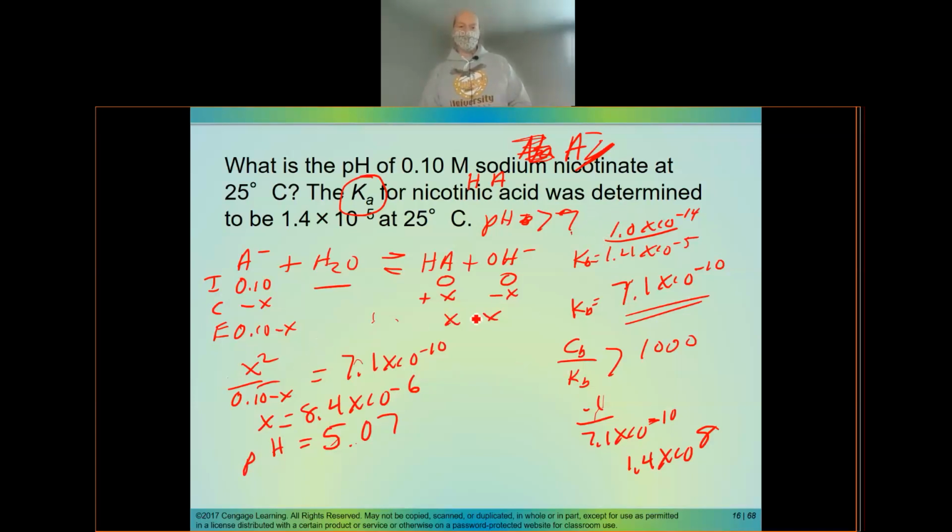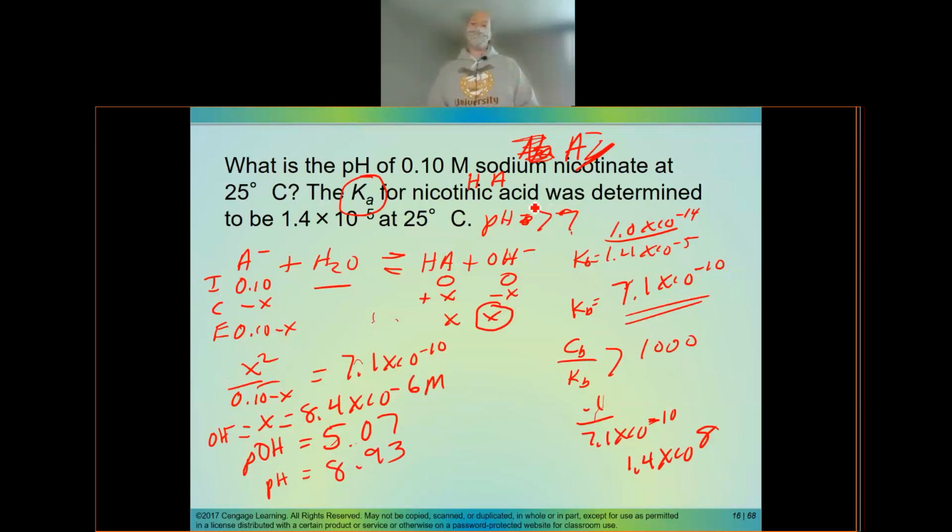So anytime you write down what X is, you got your value for X. That's your OH minus concentration. And so when you take the negative log of that number, you're getting the pOH. And to get the pH, you got to subtract that from 14. And that gives you the 8.93.